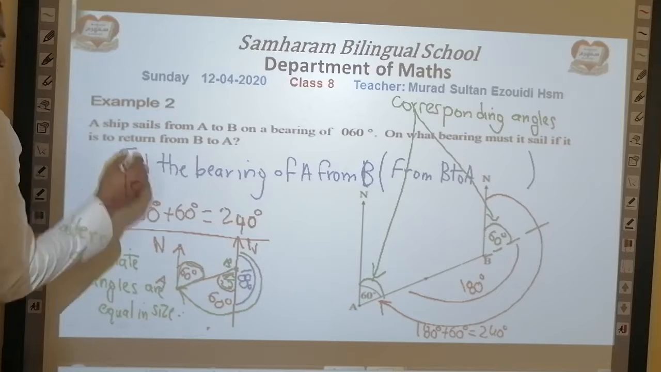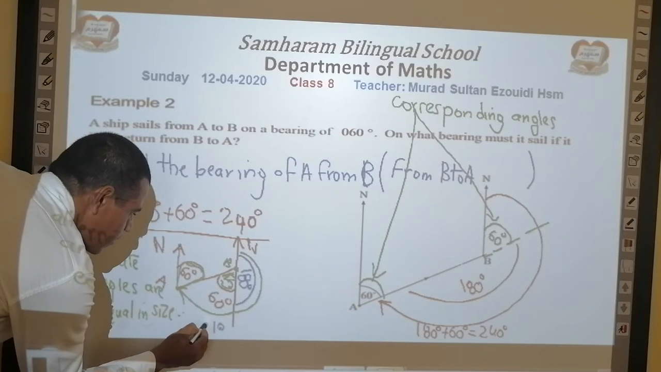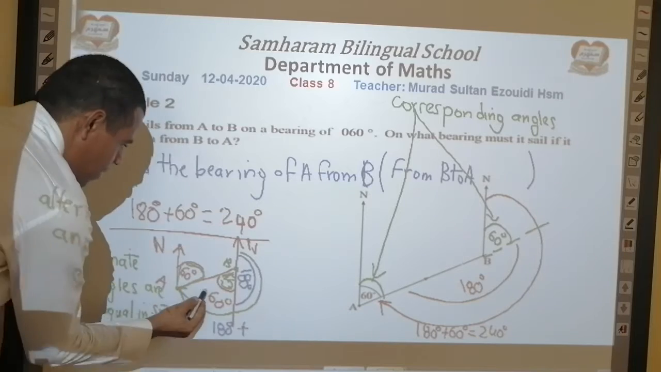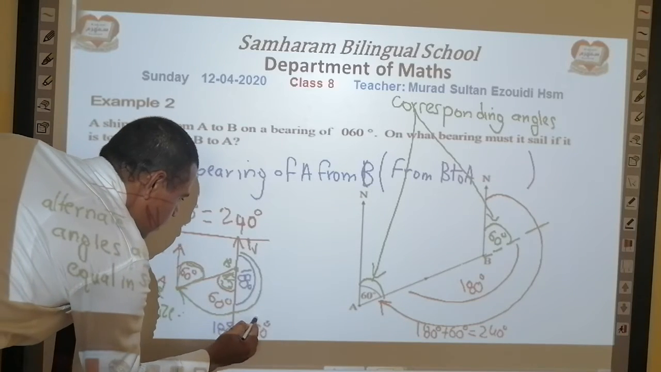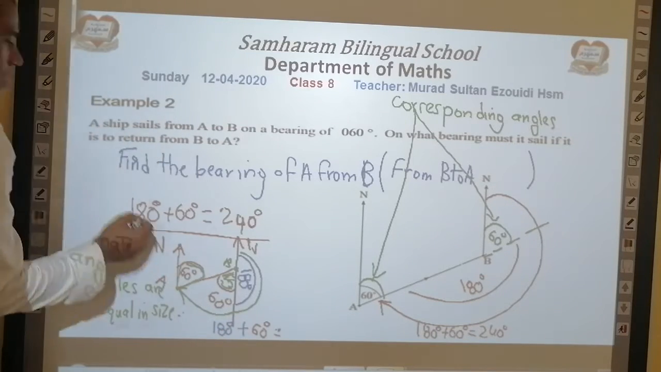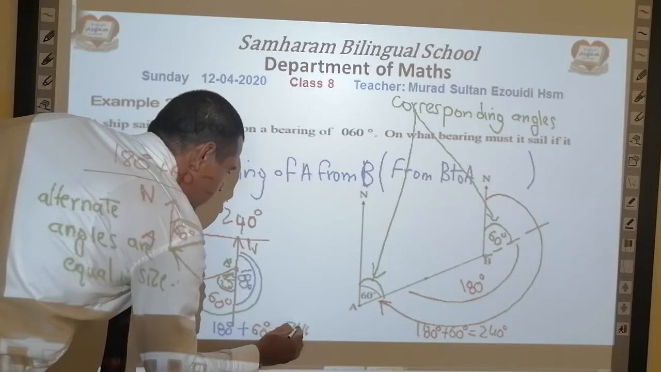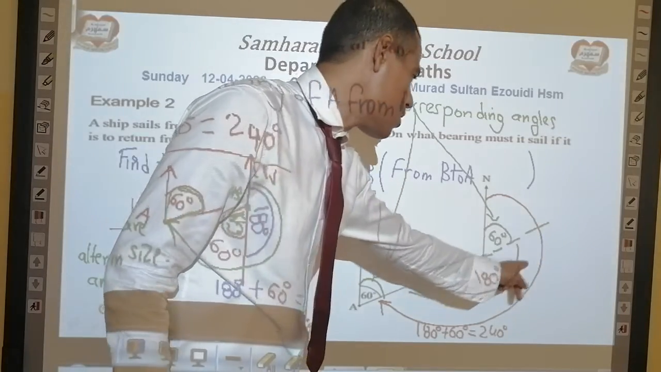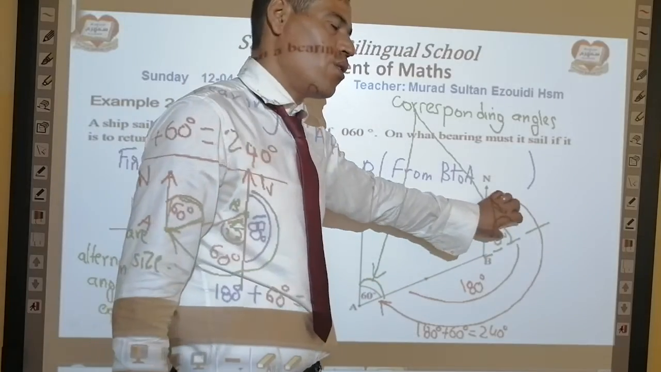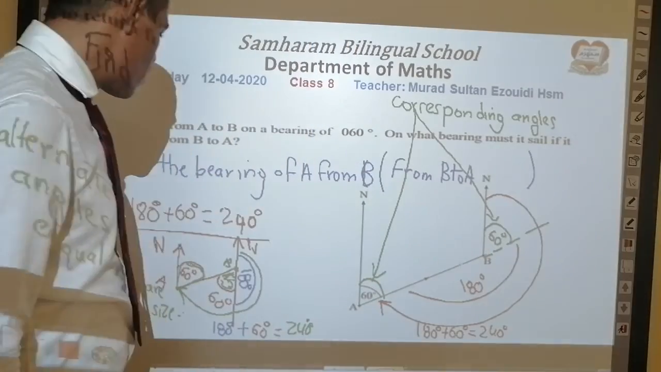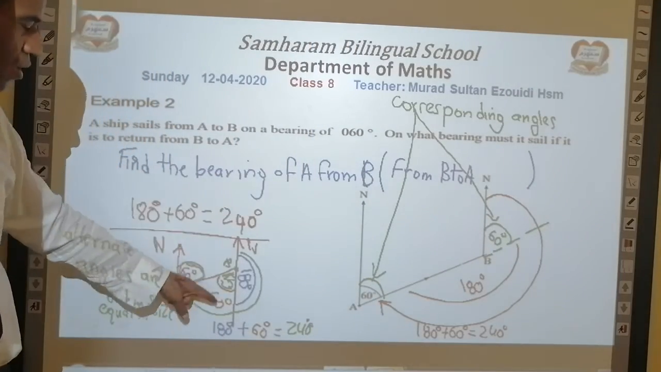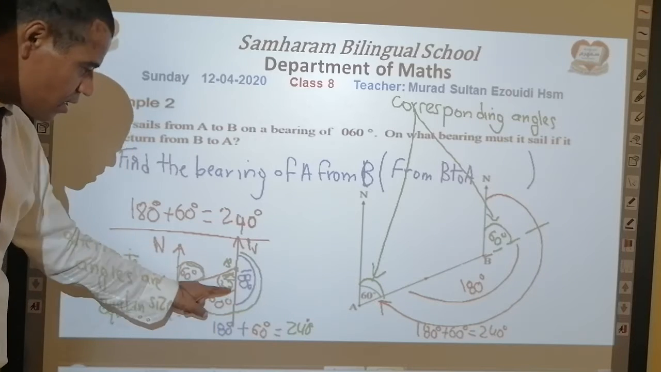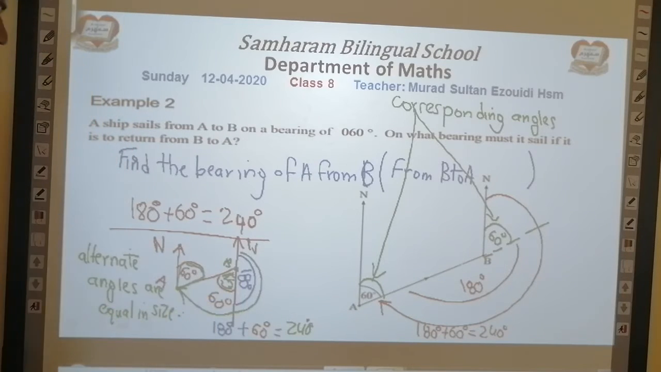So it will be 180 plus what? Plus 60 gives 240 degree. Okay, so we have two methods. If we like to extend this and consider this 180, then add the corresponding angles, or just extend the north from B, extend this line, and this is 180 plus the alternate angles. Okay?